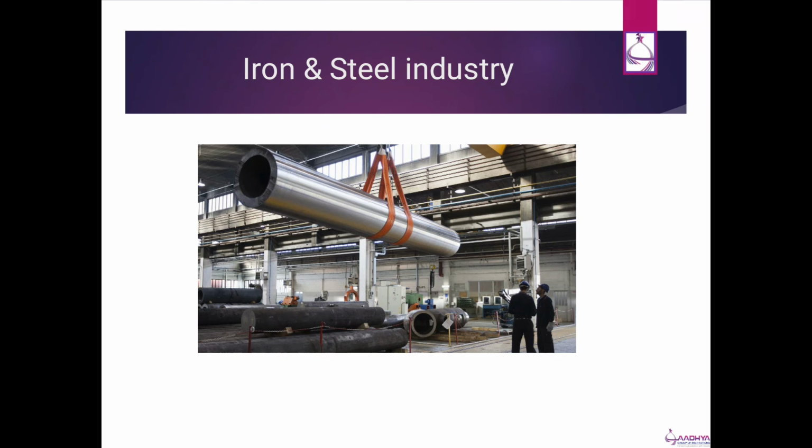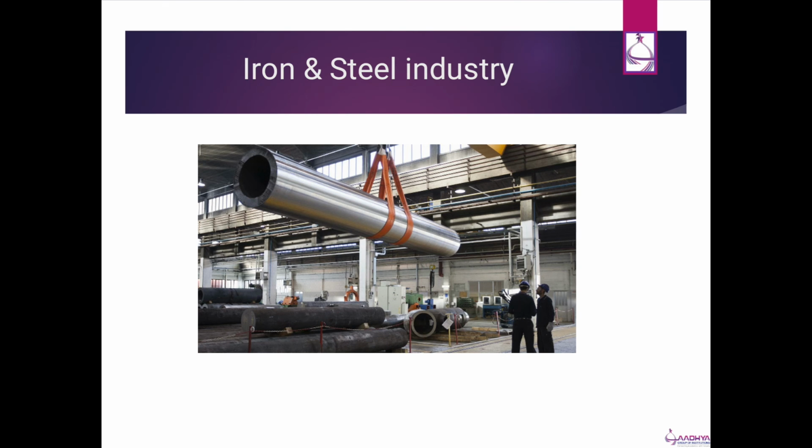Then we have the iron and steel industry. Iron and steel is also an important part of intermediate goods, and it was in 1980 that the Steel Authority of India Limited, very famously known as SAIL, was established in India in the southern part.